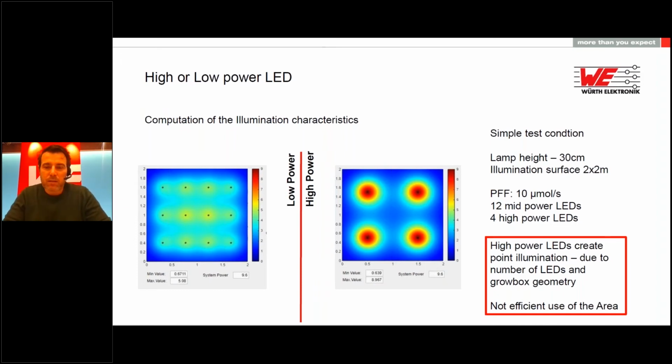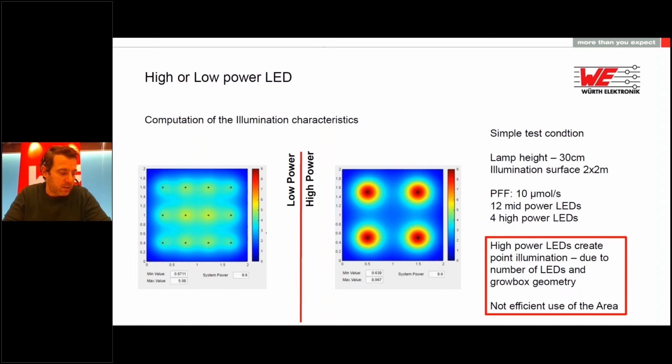We started with a PPF of 10 micromole per second, and we did this with two different solutions. One is on the left side with 12 mid-power LEDs, and the other on the right side with 4 high-power LEDs.